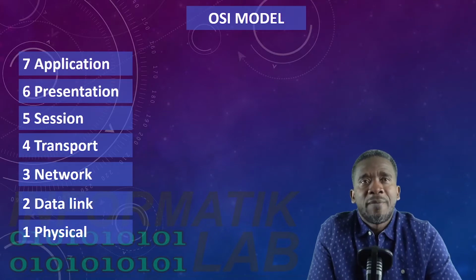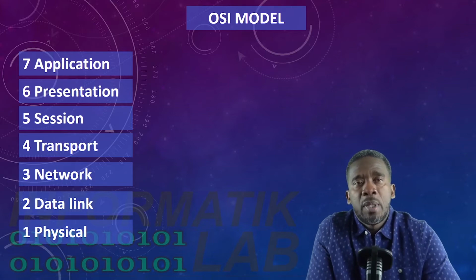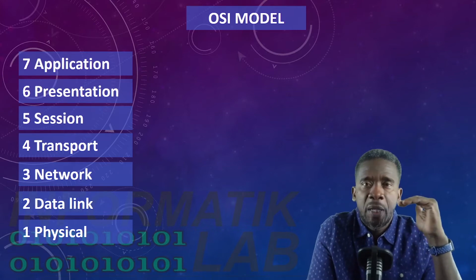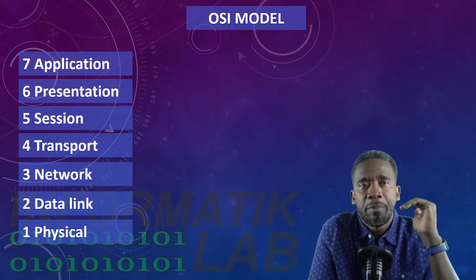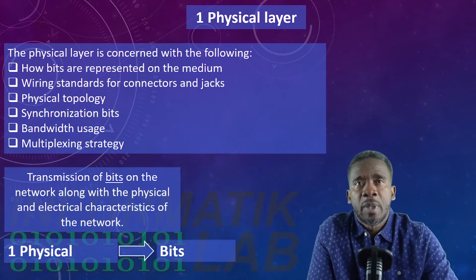So we have 7 layers in the OSI model: application layer, presentation layer, session layer, transport layer, network layer, data link layer, and physical layer. But the way we will describe the layers today, we will start with the first layer, which is the physical layer. So we'll start from the bottom and go all the way to the top. Let's switch to the physical layer.